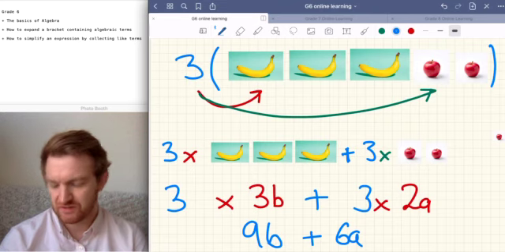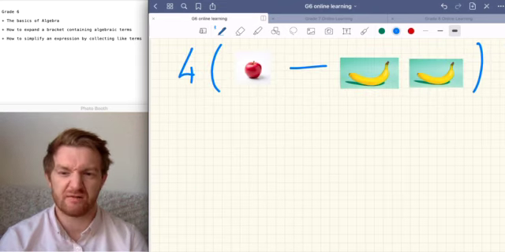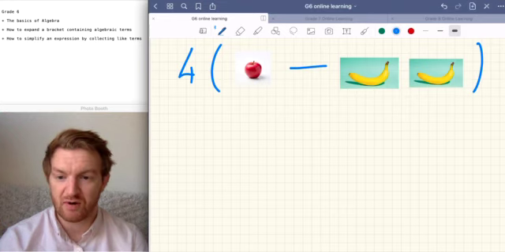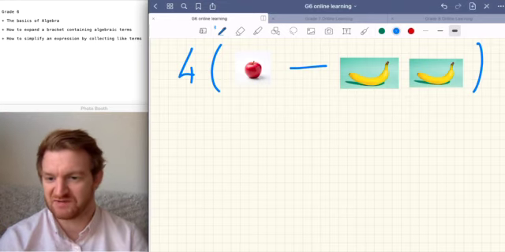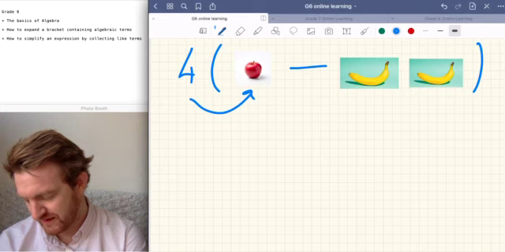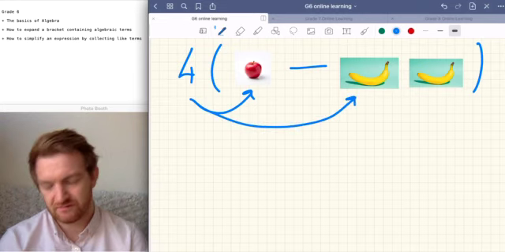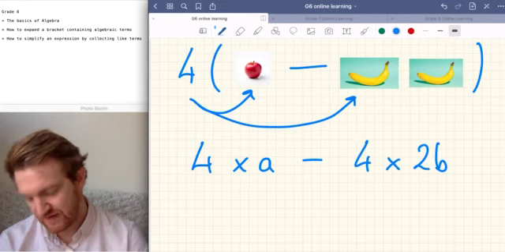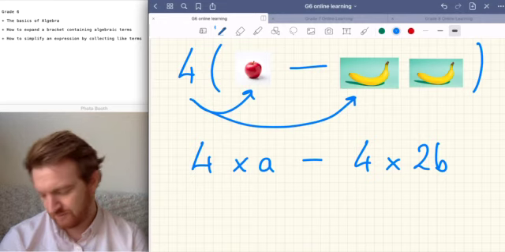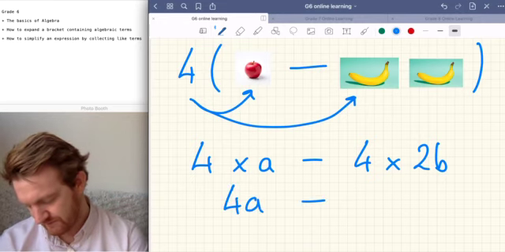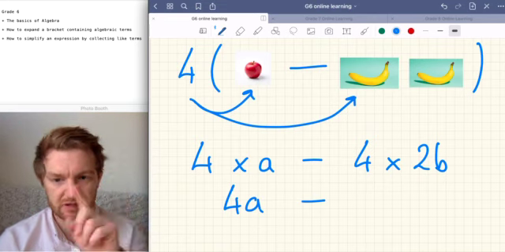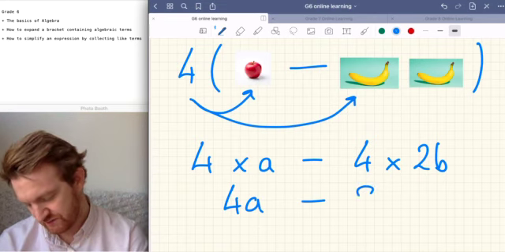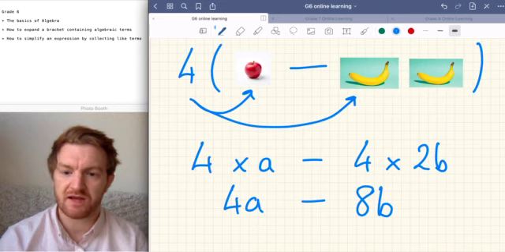How do we do it without pictures? In a minute we'll do that. We can also have negatives in the brackets. We've got that in the next bit. This was a picture one. Again, we've got 4 of this and 4 of this. We've got 4 lots of A, and we're taking away 4 lots of 2B, 2 bananas. 4 times A is 4A. 4 times 2B, you do multiply the numbers, 4 times 2 gives you 8B. And we know we can't take an apple from a banana.